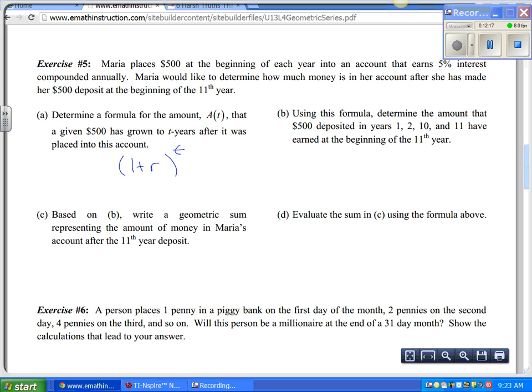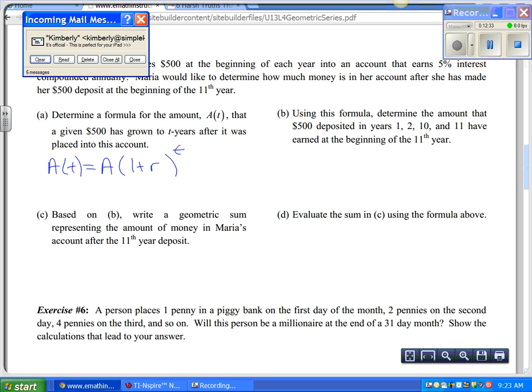2 more things. A what? I need an A, and that A stands for what? Starting amount. Okay. What's it equal to? A of t. It's telling you what to write it as. Okay, you have to read, guys. Okay, so, good. We've got A of t equals A times 1 plus R raised to the t.